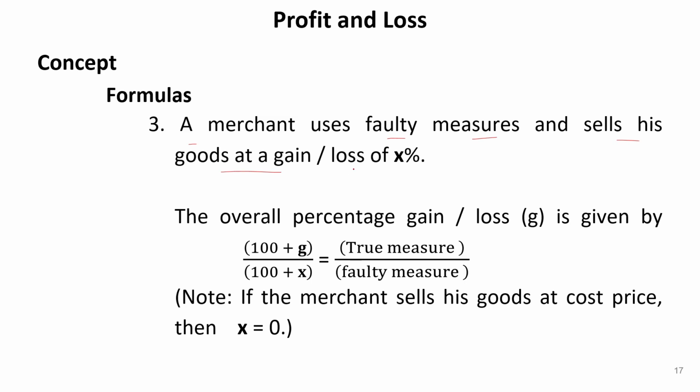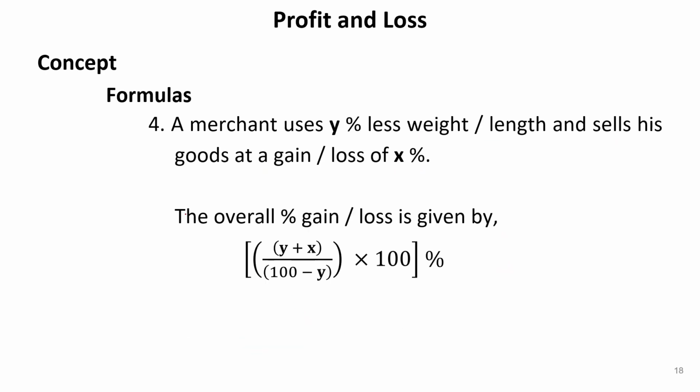and sells his goods at a gain or loss of X%. Okay, so the overall percentage gain or loss is actually given by (100 + G) whole by (100 + X), that is, the true measure by the faulty measure. So note, if the merchant sells the goods at cost price, then X will be equal to what? 0. Okay, so let's see, a merchant uses Y% less weight or length and sells his goods at a gain or loss of X%, let's say, then the overall percentage gain or loss is given by (Y + X) whole by (100 - Y) into 100%.